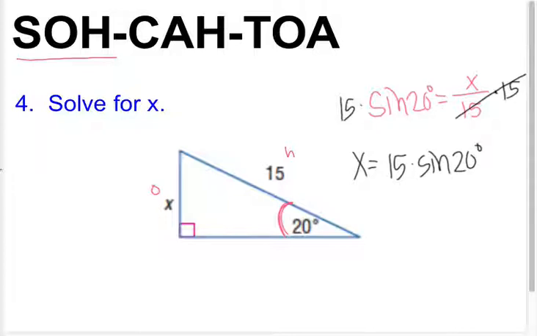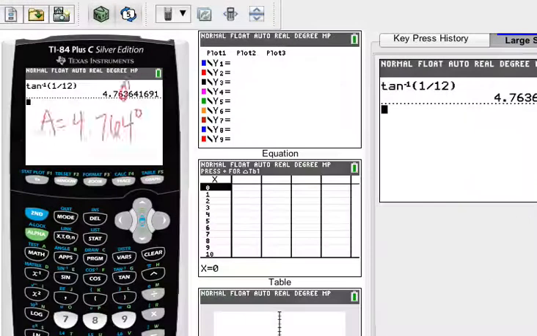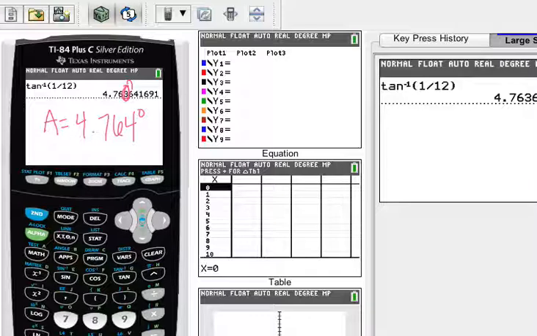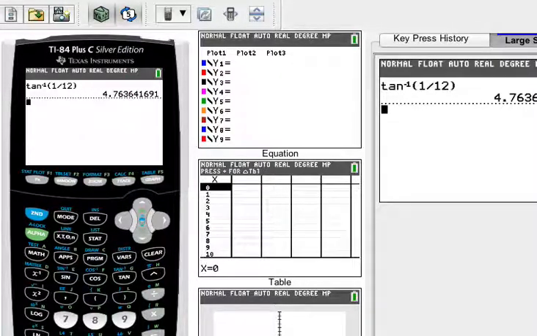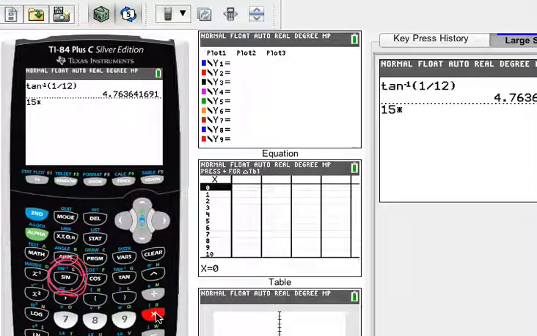So once again, on your calculator, we're going to go ahead and type this in. So type 15 times, and we're going to do the sine of 20. So sine is right here. So sine, and then you type 20. Make sure your calculator is in degrees. So sine of 20, and the parentheses, and go ahead and hit enter.